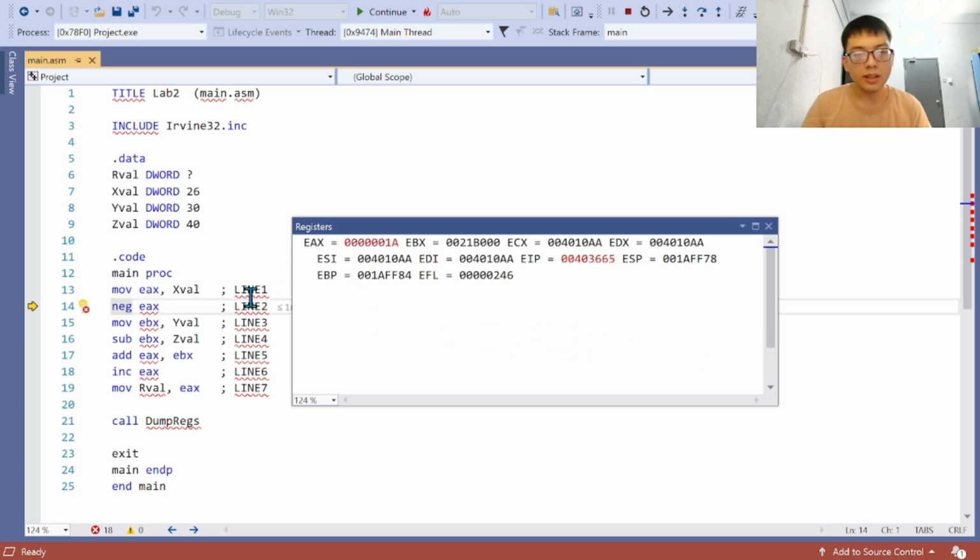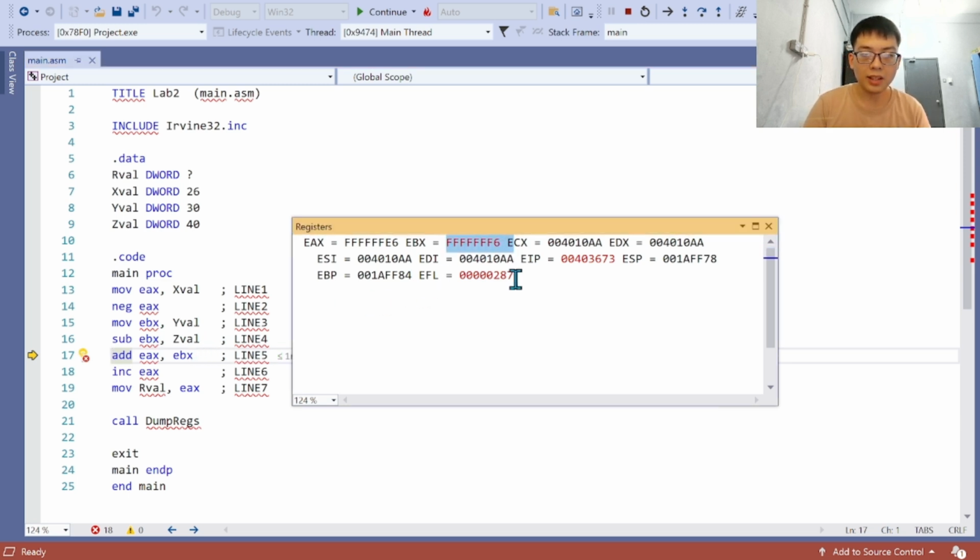After execute this line, the EAX holds the value 1A, and this line turns the EAX into negative. After execute this line, the EAX becomes negative. And this line moves the Y val into EBX, and the memory of EBX is temporarily used to store the value of Y val. After execute this line, the EBX holds the value 1E. And this line subtracts the Z val from EBX, and the memory of ECX is temporarily used to store the value of Z val. After execute this line, the EBX subtracts the Z val and becomes negative.